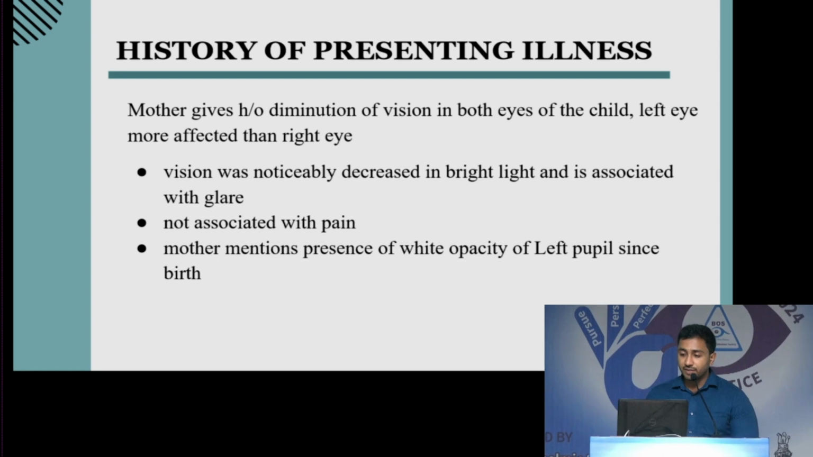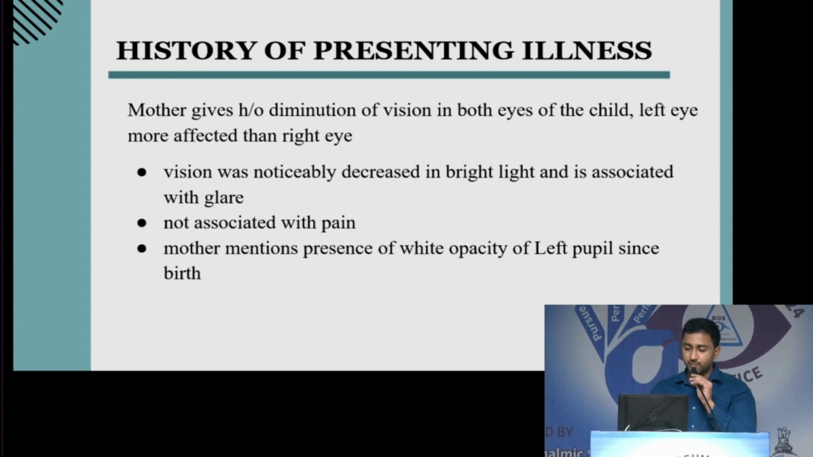Mother gives history of diminution of vision in both eyes of the child, left eye more than the right eye, which was noticeably more decreased in bright light and was associated with glare. There was no associated pain. Mother also mentions presence of a white opacity of left pupil since birth.